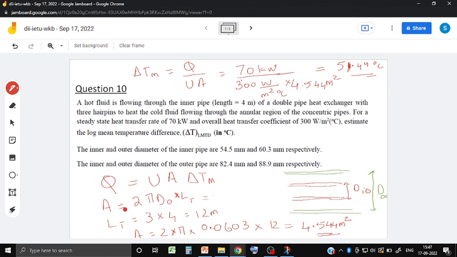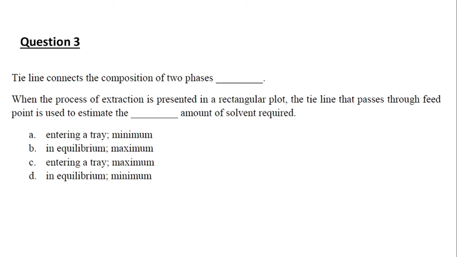Sir, can you please repeat the question of pressure drop? The allowable pressure drop. How to select? This one.